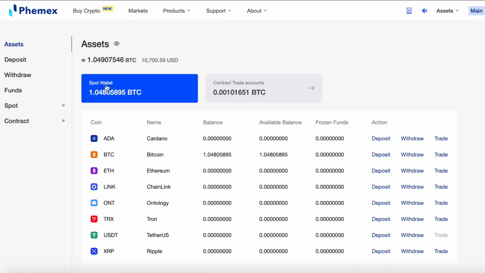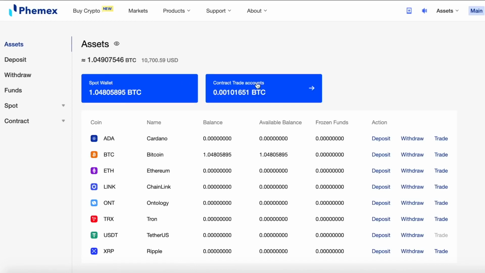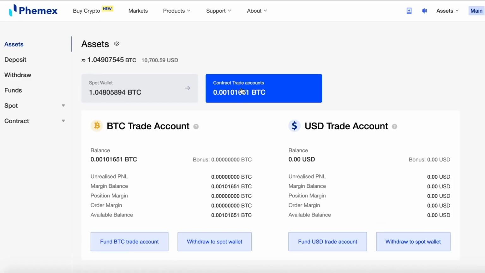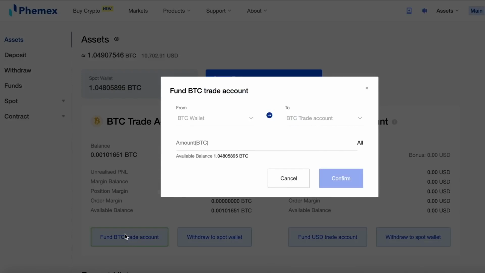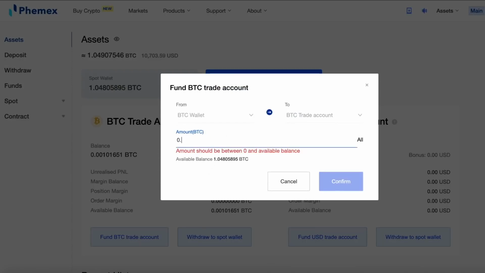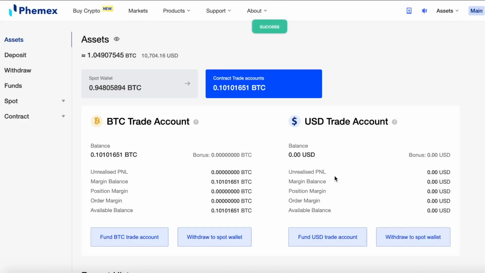So the spot wallet is for spot trading, and if we click again here on contract trading, we can see that we have zero balance in our Bitcoin account. If you want to trade the Bitcoin against the US dollar pair, then you have to fund this Bitcoin account. So I just click here, and let's say I want to fund it with 0.1 Bitcoin. I click confirm, and there you go. Now the balance is 0.1, and I can start trading Bitcoin.